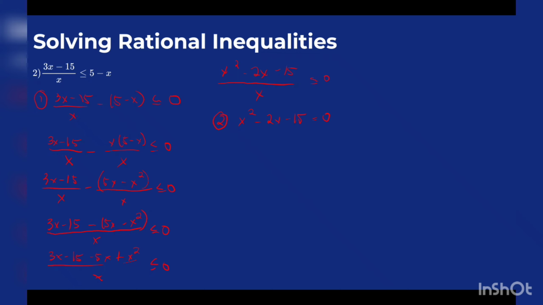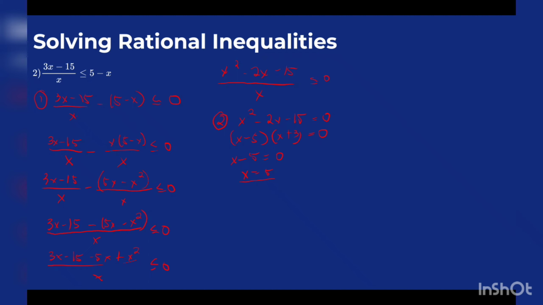And x squared minus 2x minus 15 can be factored to x minus 5 times x plus 3 is equal to 0 using the sum and product pattern. So that means from the numerator, you'll get two critical values. So that's x minus 5 equal to 0. And transposing, this is x equal to positive 5. This is our first critical value.